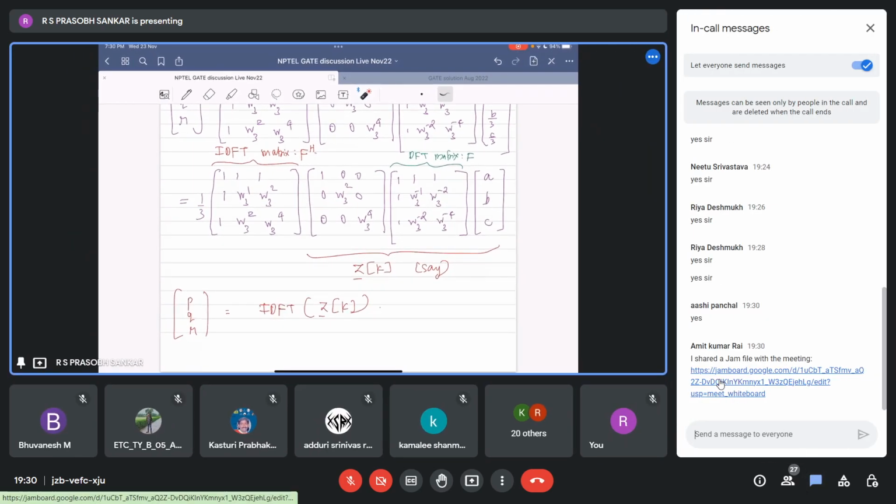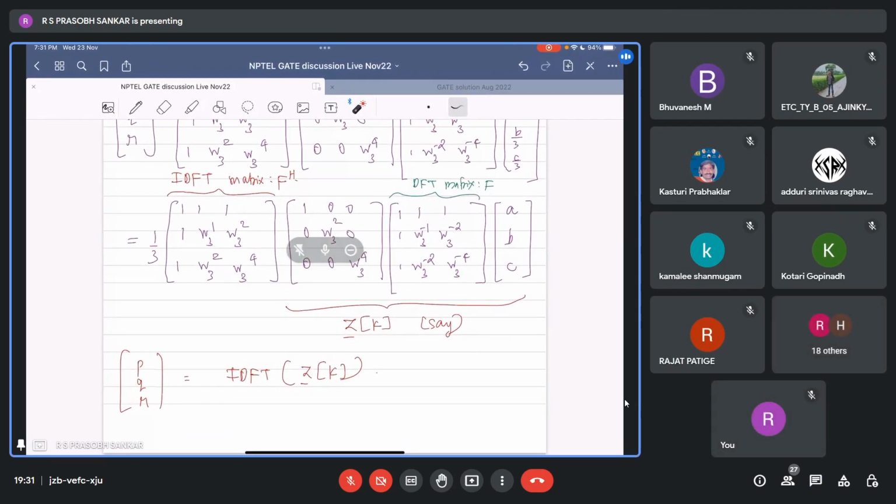Okay, what is this? So what is this Jamboard thing? What is this? Can you say something about that? Okay, maybe we'll discuss at the end.